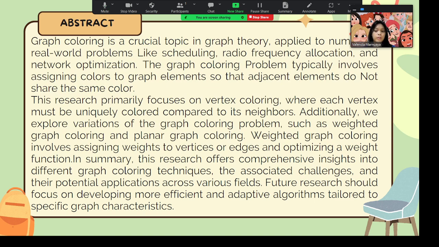Weighted graph coloring involves assigning weights to vertices or edges and optimizing a weight function. In summary, this research offers comprehensive insights into different graph coloring techniques, the associated challenges, and their potential applications across various fields. Future research should focus on developing more efficient and adaptive algorithms tailored to specific graph characteristics.